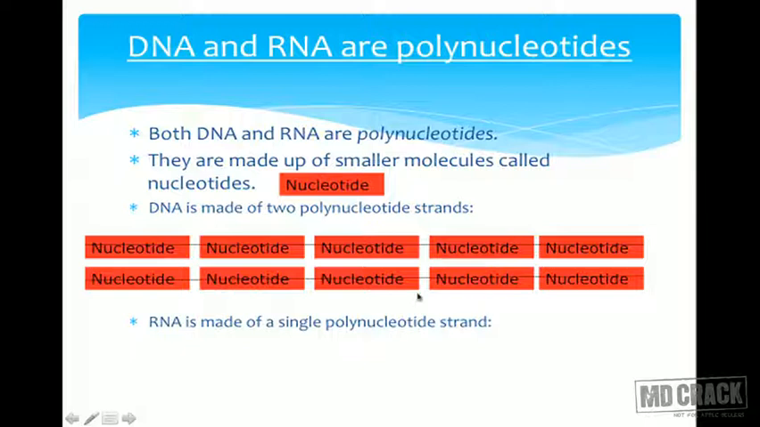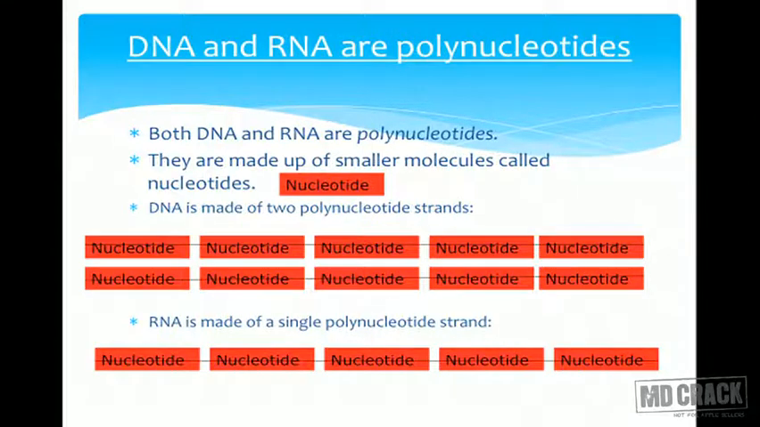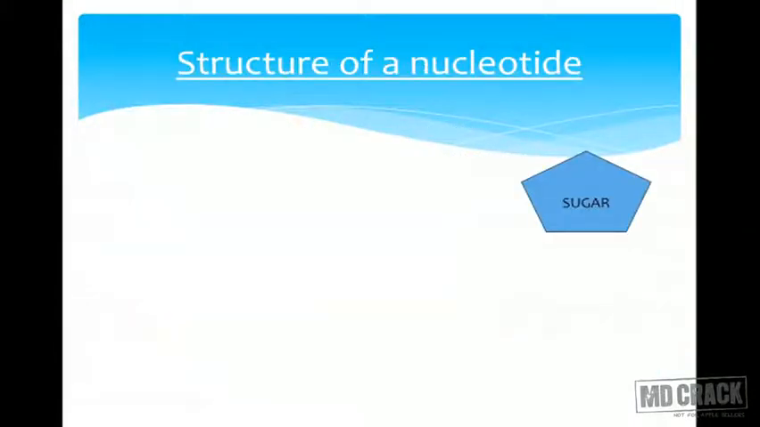Whereas RNA is usually a single stranded polynucleotide strand. But basically both DNA and RNA are polynucleotides. Now, I kept on saying polynucleotide. What is this polynucleotide? Let us look at the structure of a nucleotide.